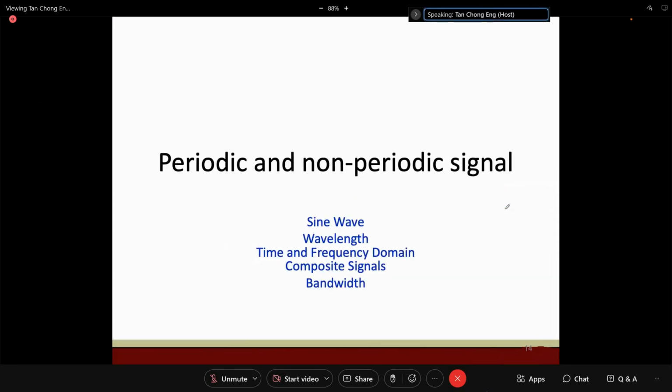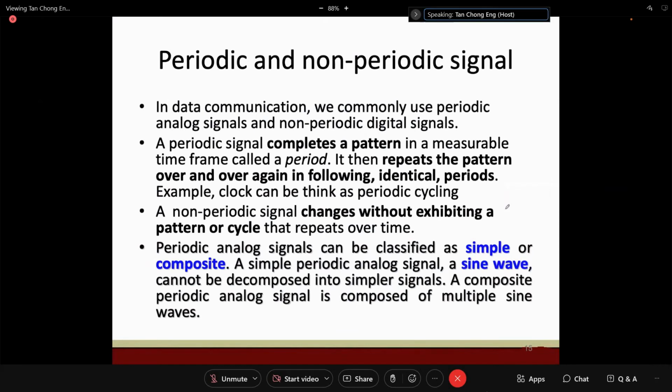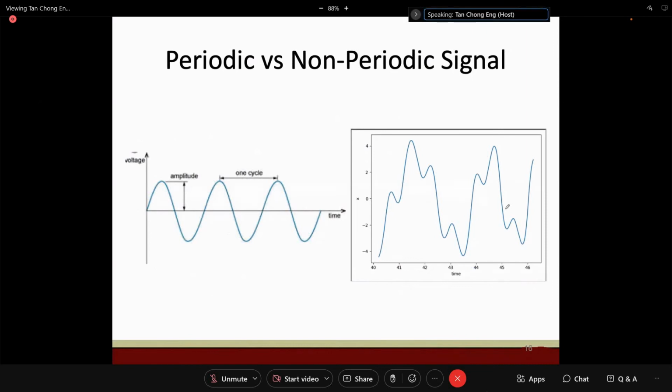All right, periodic and non-periodic signals. I think most signals, if they do not carry any data, are periodic signals. Let's look at this one. They do not carry any data. They are beautiful periodic signals. This means they repeat their cycle. One cycle is from here until here. This is one cycle.